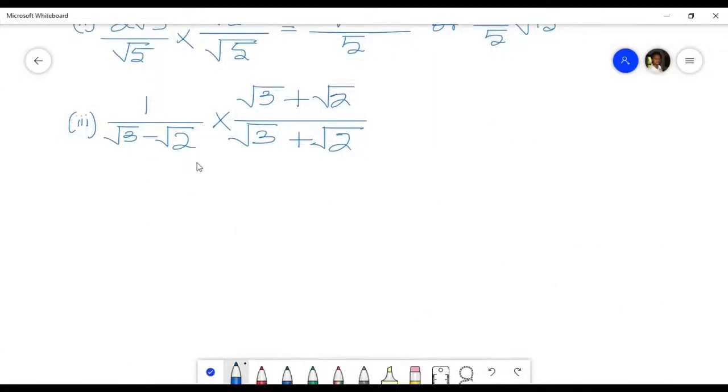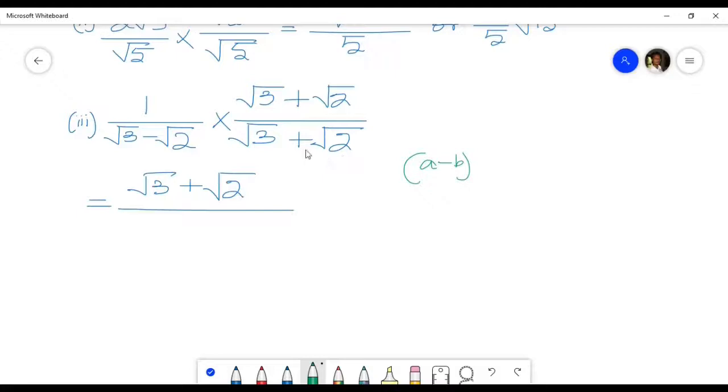Now let us simplify it further. 1 into root 3 plus root 2 is root 3 plus root 2, divided by the denominators. If you look carefully, the first is in the form of a minus b, and the second is in the form of a plus b, whose product is a square minus b square.